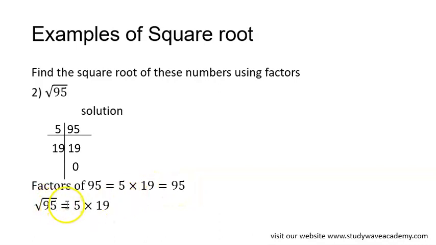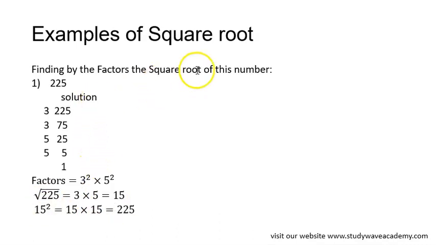So the square root of 95 is equal to 5 times 19. There is no perfect number for 95 that when it multiplies itself will give us that number. So there are two different numbers that when they multiply, it will give you 95. So the square root of 95 is 5 times 19. Did we understand that? Good.